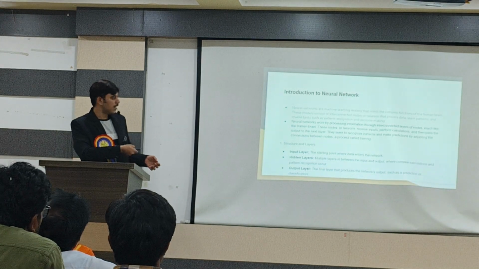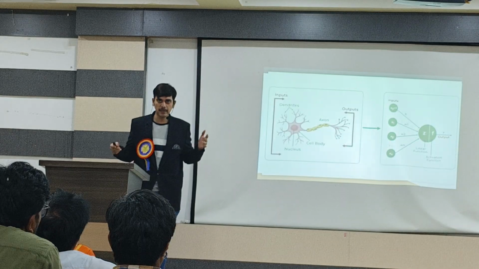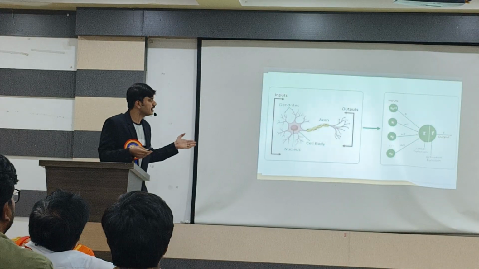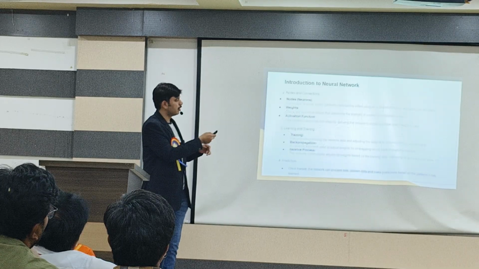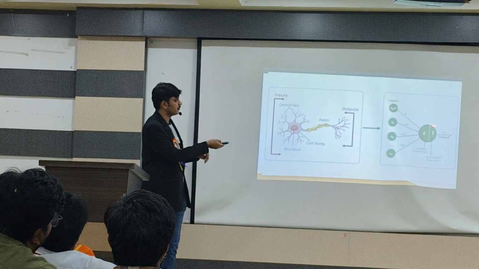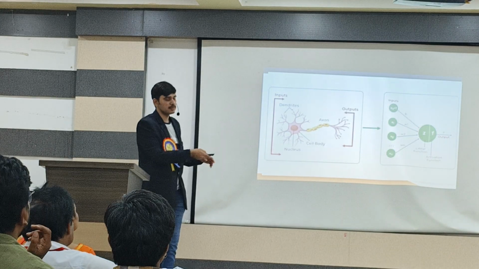So I'll show you a diagram. This is a neuron. So this is the basic neuron that we have in our brain. So here, just replicating that would be a neural network. That's a basic function block of a neural network. You see, these are the inputs and these are edges. This is the activation function.